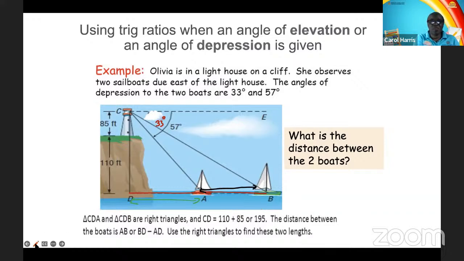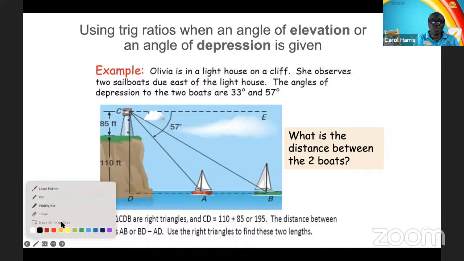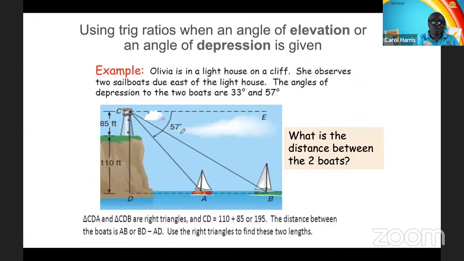I'm seeing someone asking to explain the 57 again. There are two angles given. They said the depression for two boats are 33 degrees for one and 57 degrees for the other. If I look down at my toes, I have to lower my head a lot more than if I'm looking at something across the room. So the greater the angle of depression, the more I have to lower my head, for something nearer than for something farther away. Is that better?